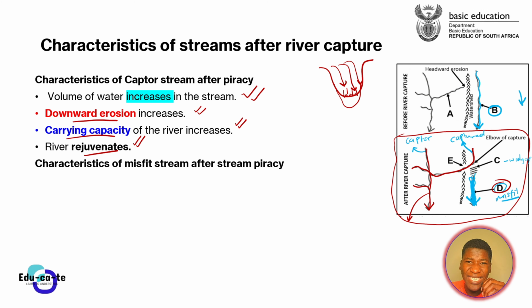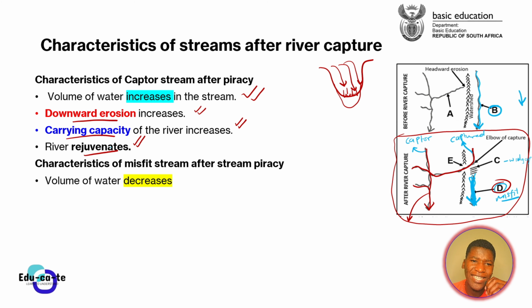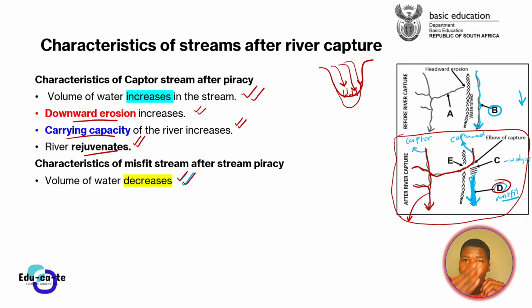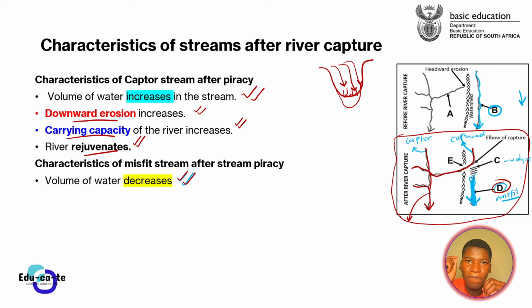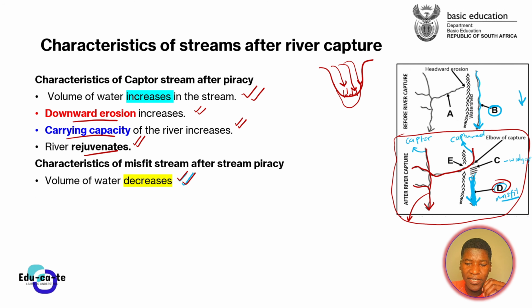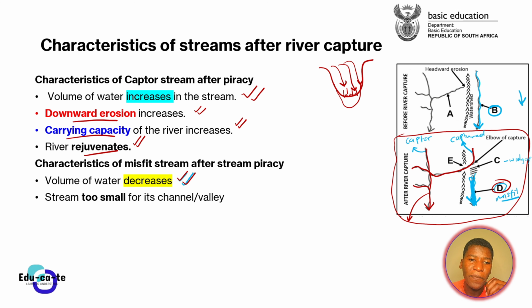So the misfit stream, the first thing, it has lost its water. The volume of water decreases. So at the misfit stream, we definitely know that there has been a loss of water. So the first point that you can mention is that the volume of water at the misfit stream decreases, because now the waters have been stolen and they are now moving in the direction of the captor stream. So basically the misfit stream has a lower volume of water. The volume of water decreases. The other thing, the stream will be too small.